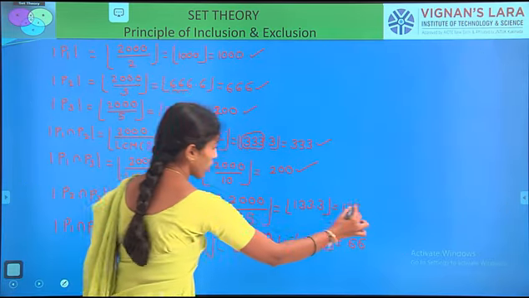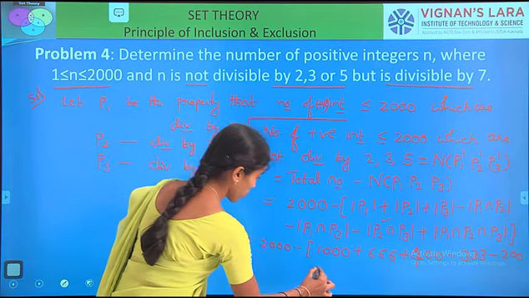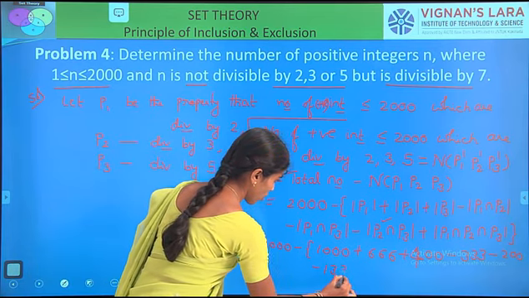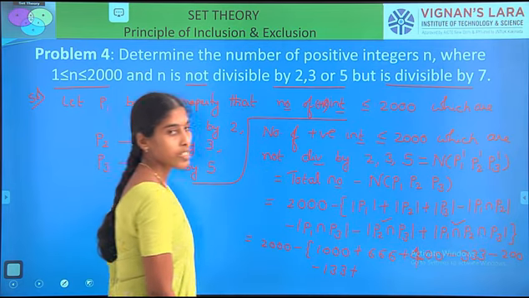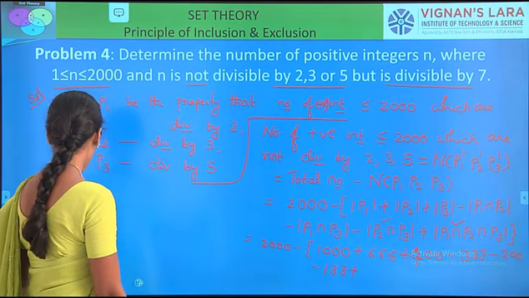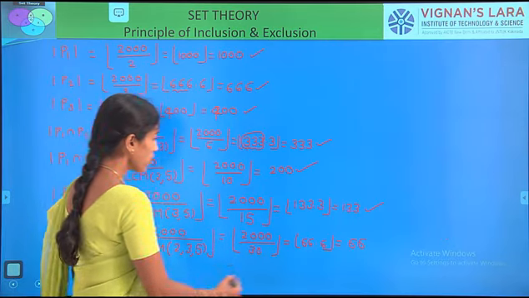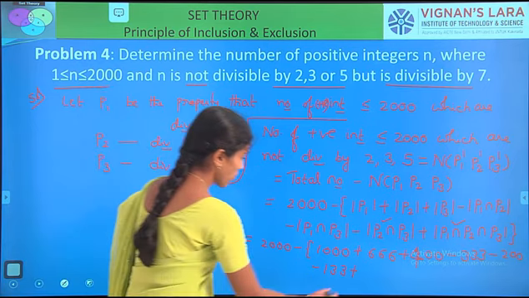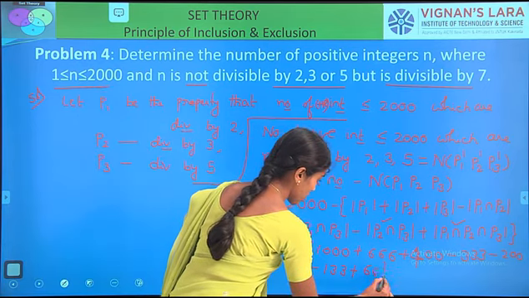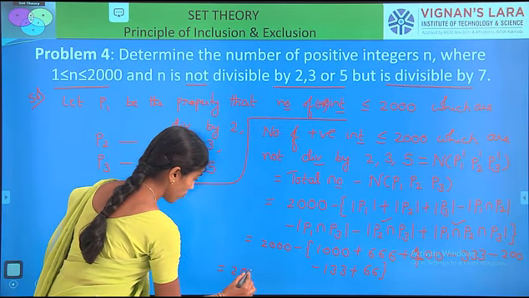Next, the value we require is P2 intersection P3. What is the P2 intersection P3 value? 133. Plus the cardinality of P1 intersection P2 intersection P3, whose value is 66. So plus 66.